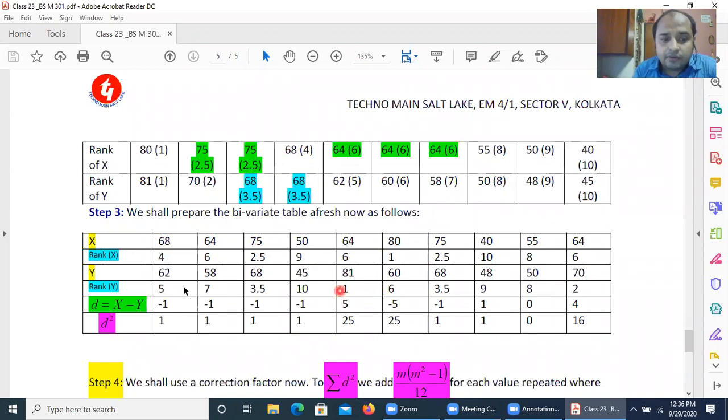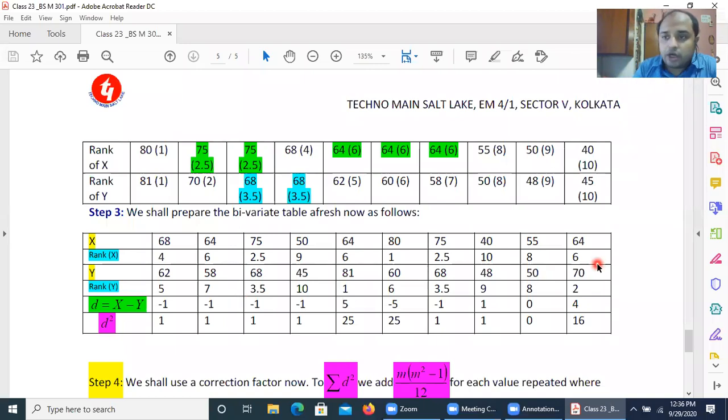Similar thing is done for Y also. Below Y we put the ranks, and by taking the help from the chart obtained in step 2, we put the respective ranks below the marks. Why am I doing so? Just like the order by which the question was given, I am not trying to break the order. I'm trying to keep the order as given in the question. And I'm putting the ranks over here in this manner.